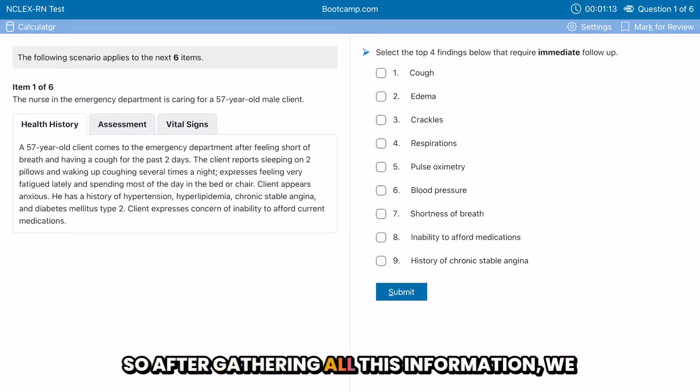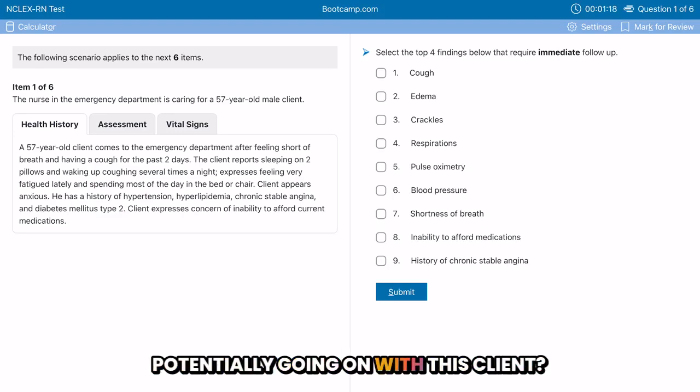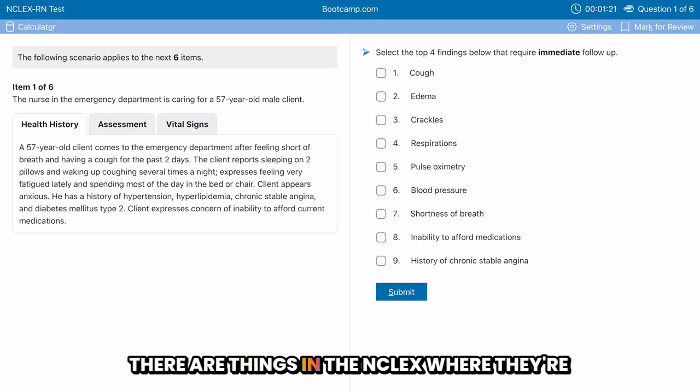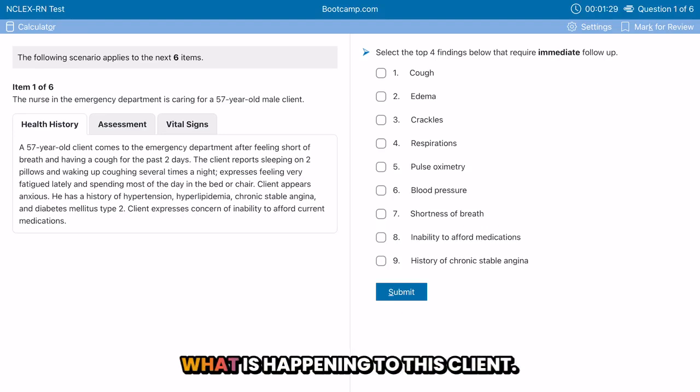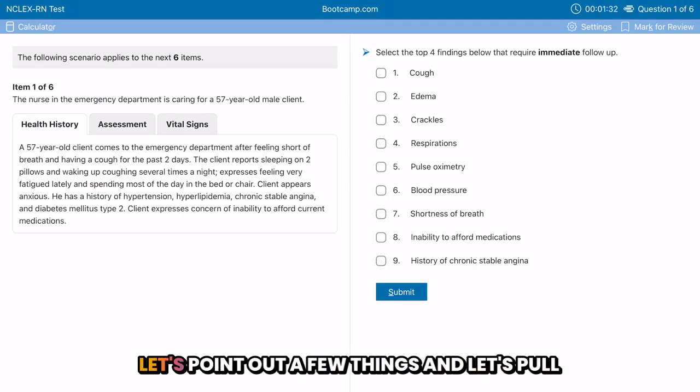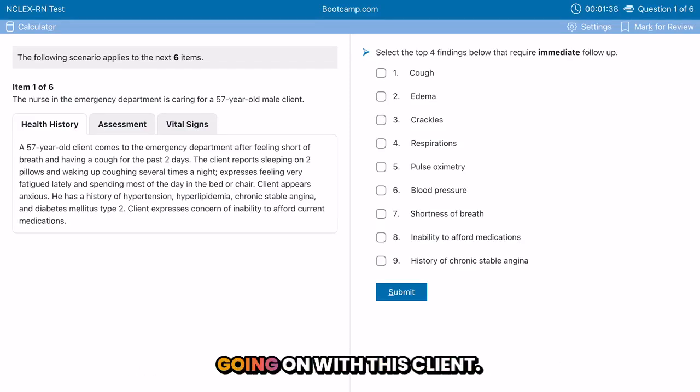So after gathering all this information, we have to ask ourselves the question, what is potentially going on with this client? There are things in the NCLEX where they're not going to tell you what the disorder is. That's where the critical thinking aspect comes in. They expect you to already know right away what is happening to this client. Let's point out a few things and let's pull some of the information from this question so that we can determine what is really going on with this client.